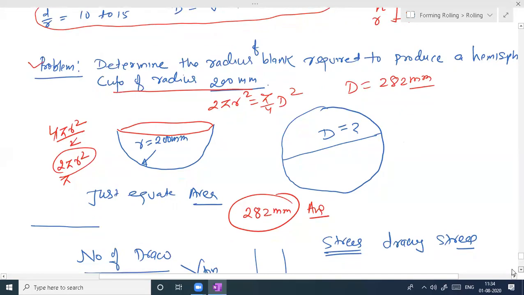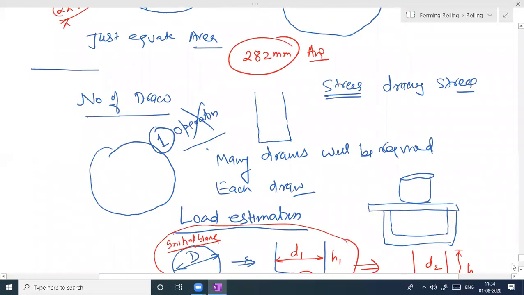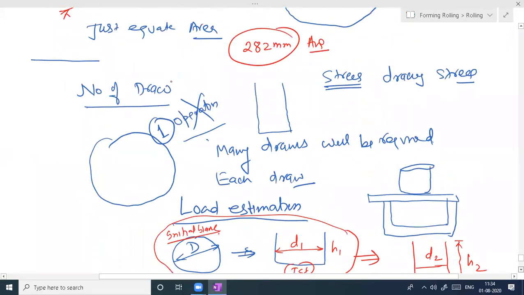Then we move on to the number of draws. We discussed one term, number of draws. We'll discuss it later, as there is a lot of discussion on this, but for the time being, I explained that we cannot make a cup in a single draw in one operation. You need multiple operations. You cannot simply make a cup like this from a blank. It all depends on the draw ratio and draw reduction ratio that I will discuss.